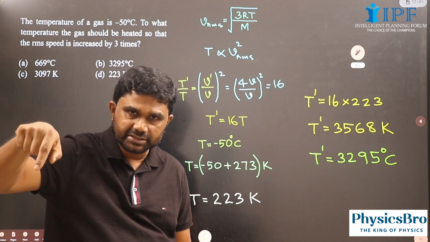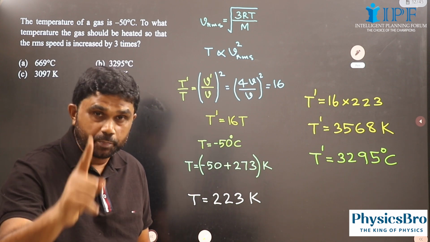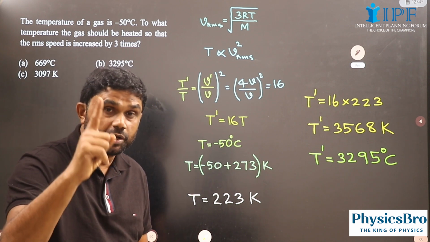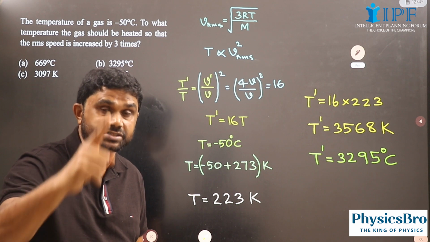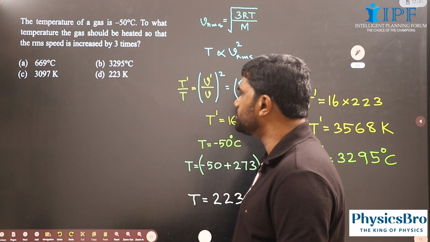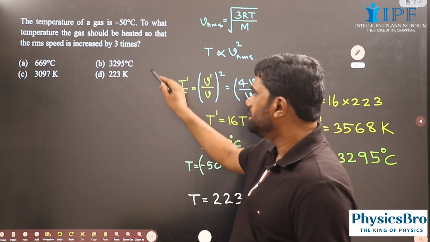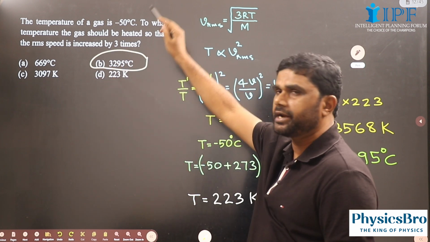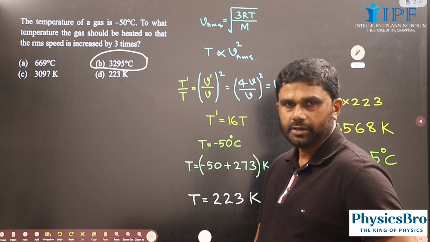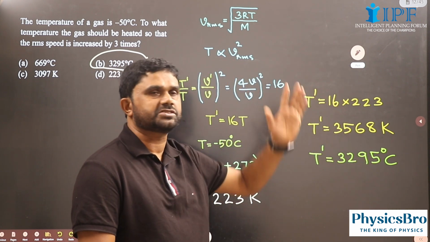If you subtract 3 from 8, there will be or there should be 5 at the unit place if the temperature is expressed in degrees Celsius. Okay. Degrees Celsius, there must be 5. See, there is only one choice. Okay, that is 3295.